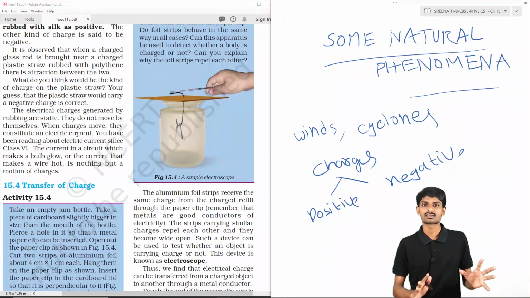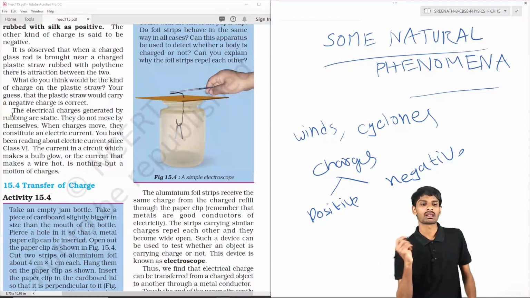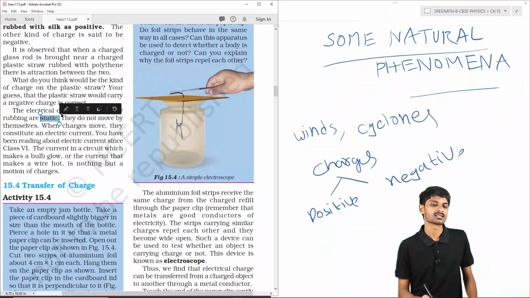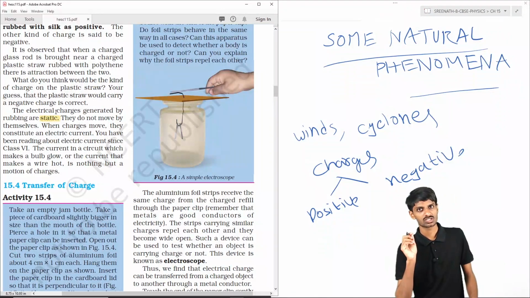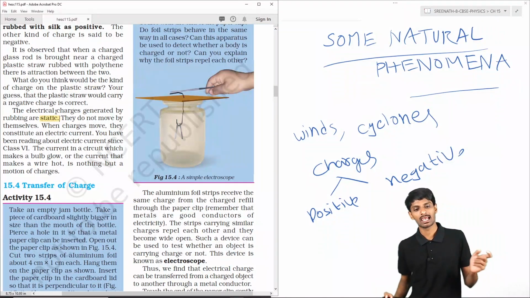How are electric charges produced? They are generated by rubbing, and the charges produced by rubbing are called static charges. There are also dynamic charges, which means charges can move, and those moving charges constitute an electric current.